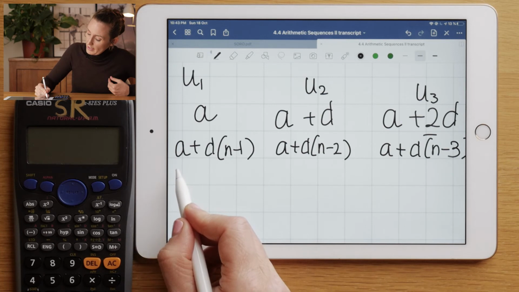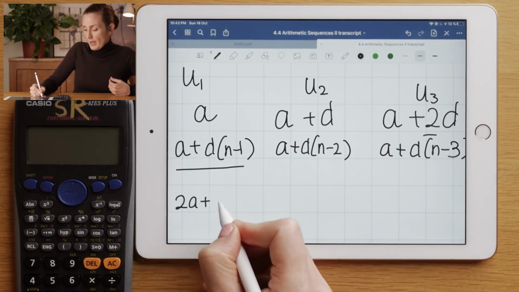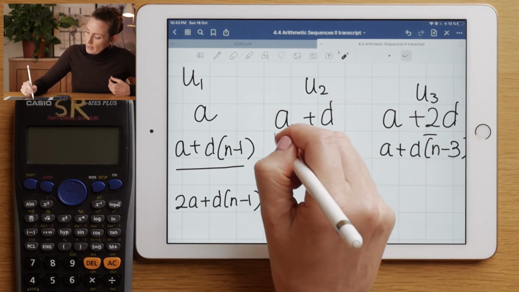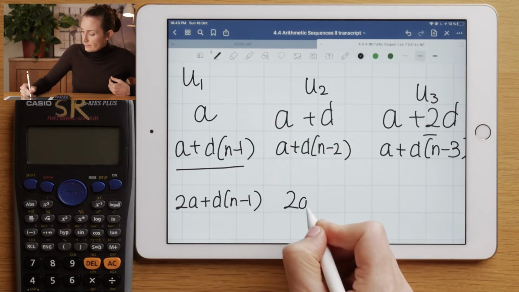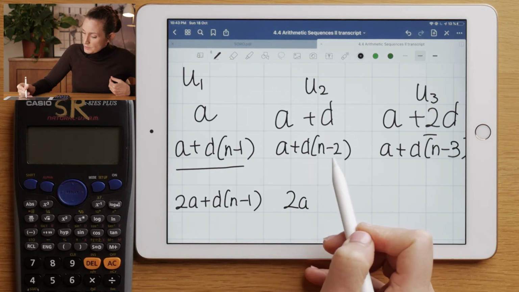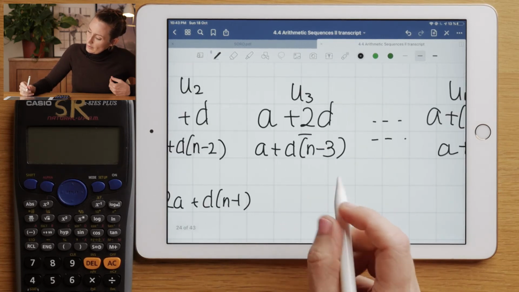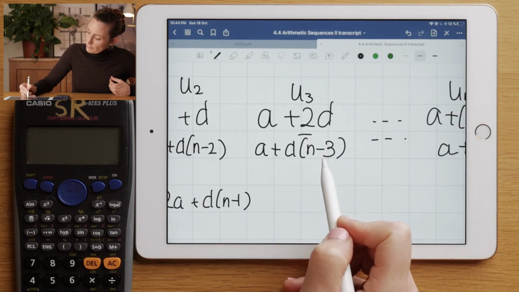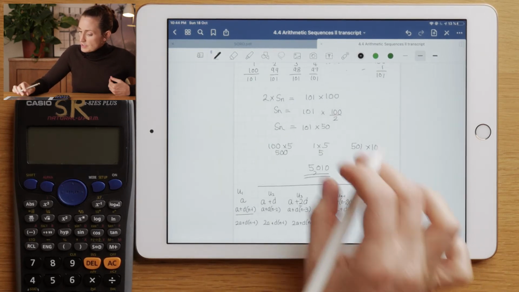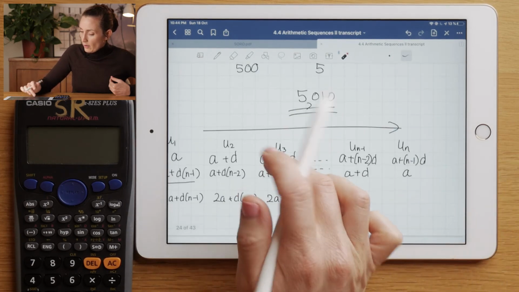But you will notice that each time the answer, when you add them together, is the same. It's 2a plus d times n minus 1. So if you check that here, a plus a will be 2a, 1d plus n minus 2 d's will be n minus 1, or 2 d's plus n minus 3 d's, again, n minus 1. And just like when the little boy added the numbers to 100, the answer will be the same the whole way along.